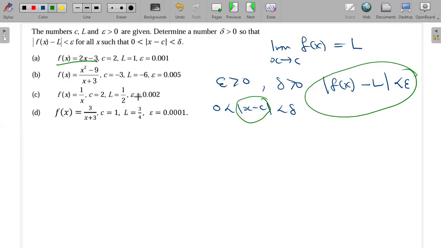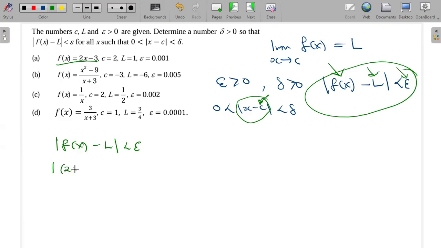So now we start from that function which we've been given. We've been given c, so c is equal to 2 and L is equal to 1. Epsilon is equal to 0.001. So in short, you have the function, you have c, you have L and epsilon. The only thing you don't have is delta, and we want to find delta. So we say that f of x minus the limit L, which is where you start from, is less than epsilon. So now here I replace that function.